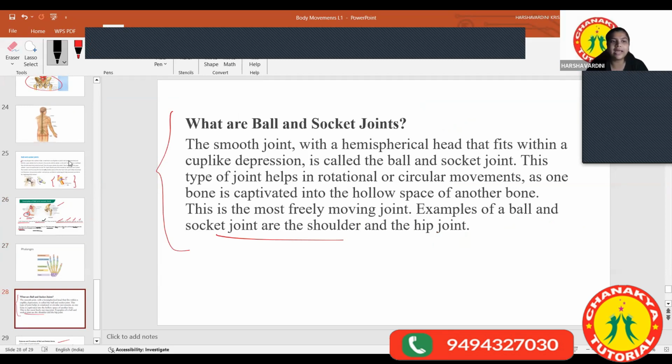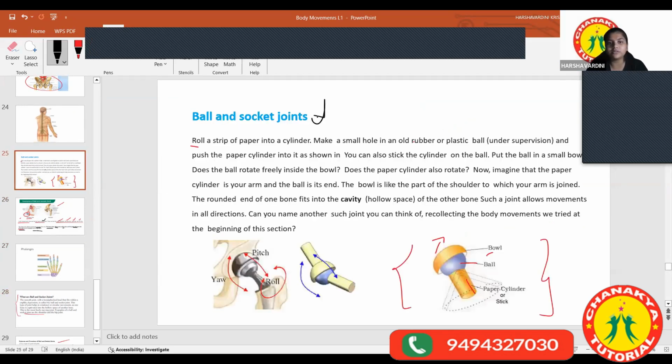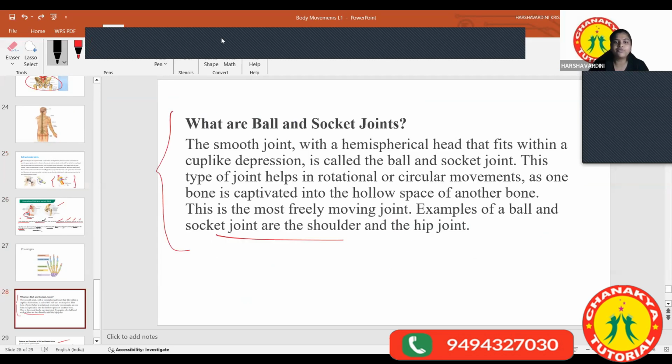Before, we saw an activity. This is activity based. So now we will talk about the formal. What is a ball and socket joint? The smooth joint with a hemispherical head that fits within a cup-like depression is called a ball and socket joint. I'll draw the diagram. Listen here. Smooth joint, hemispherical head. Hemisphere, half circle. Sphere is a full sphere. Hemi is half sphere. Head that fits within a cup-like depression.